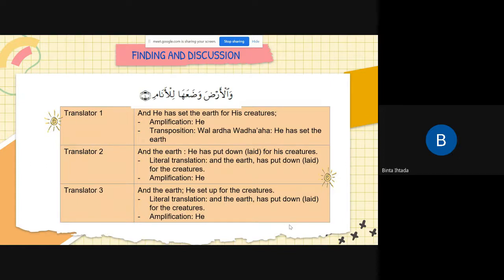And the second translation uses the literal translation technique to translate wal ardo wado'aha as "and the earth and he has put down." The translator adds the word "he" after translating the text literally. And the last translator also used literal technique and amplification technique to translate the first. However, the third translator has a different word choice to translate wado'aha. The second translator translates wado'aha as "put down," and the third translator translates wado'aha as "set up."